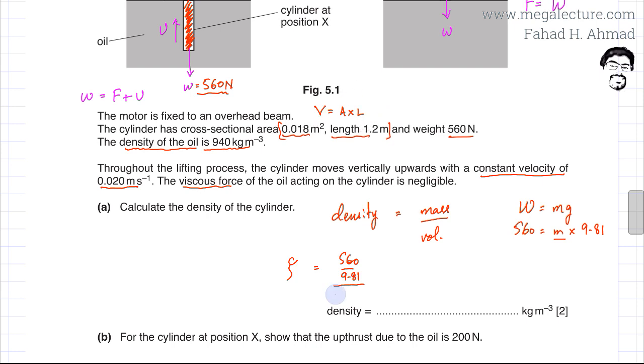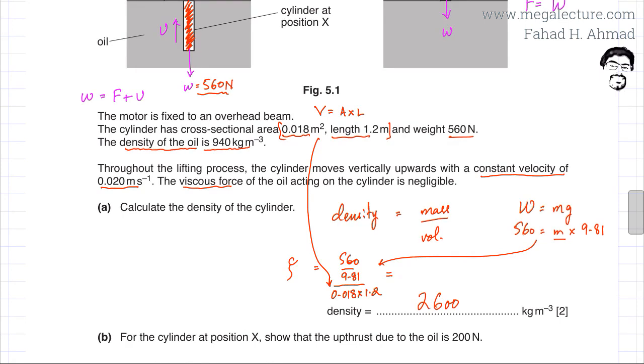It's going to be 0.018 multiplied by 1.2 meters. So if we calculate this, this is the value of mass that we got from the W equals mg equation. The length and cross-sectional area gave me volume, so density is equal to mass over volume. And my answer for this is going to come out to be 2600 kilograms per meter cubed.